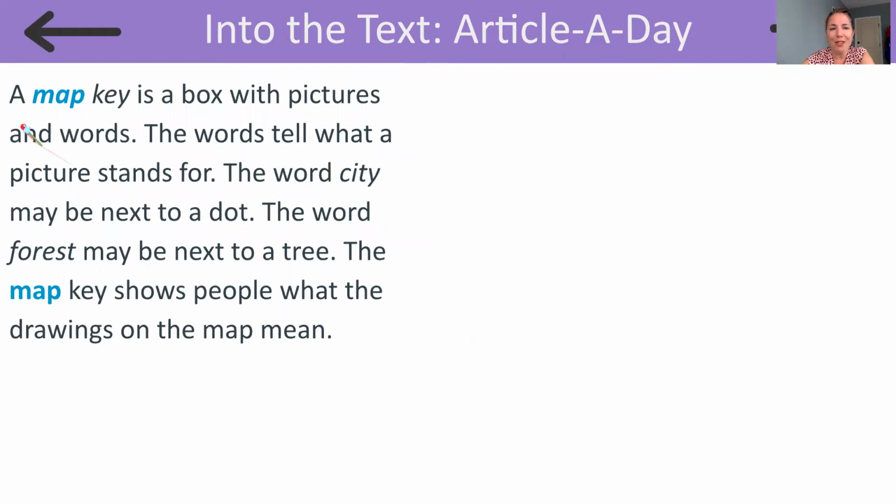Let's read on, readers. A map key is a box with pictures and words. The words tell what a picture stands for. The word city may be next to a dot. The word forest may be next to a tree. The map key shows people what the drawings on the map mean.